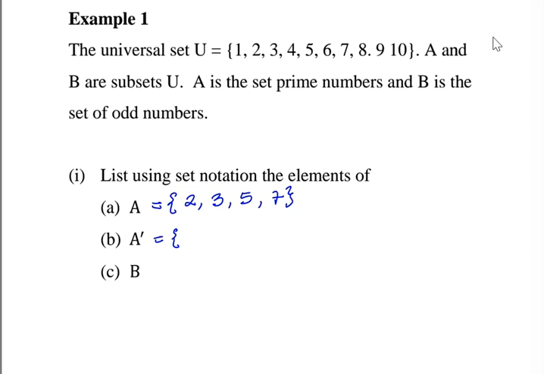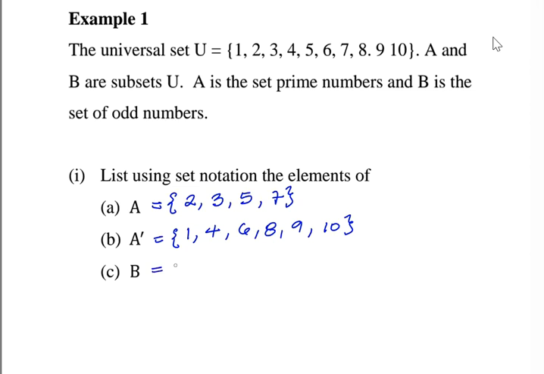So the elements of A complement would be: 1 is not in A, so it is in A complement. 2 and 3 are in A, so they are not in A complement. So we have 1, 4, 6, 8, 9, and 10. All elements which are not in A are elements of the set A complement. If an element is not an element in A, that element is automatically an element in the set A complement.